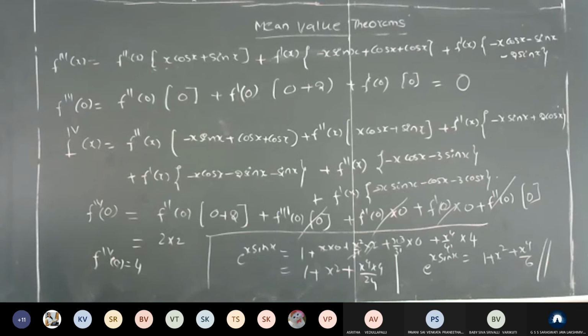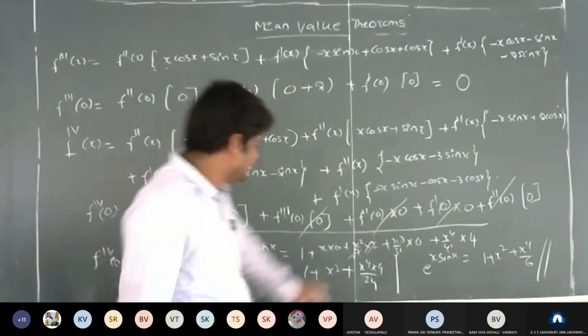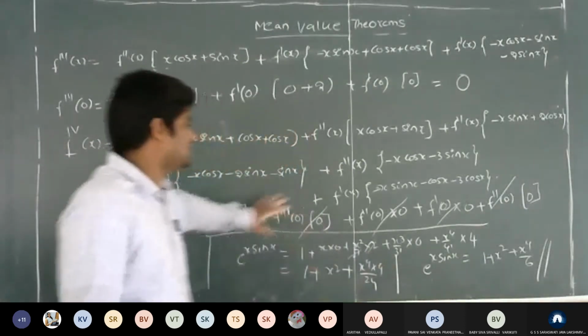Did anything go wrong? Sir, I got a different answer. I got 8 for f4. What is the value of f4 dash of 0? 8, sir. So 8 by 24. So 8 is correct, I think. No problem. There is some mistake here, only with this term. Apart from that, it is very fine.